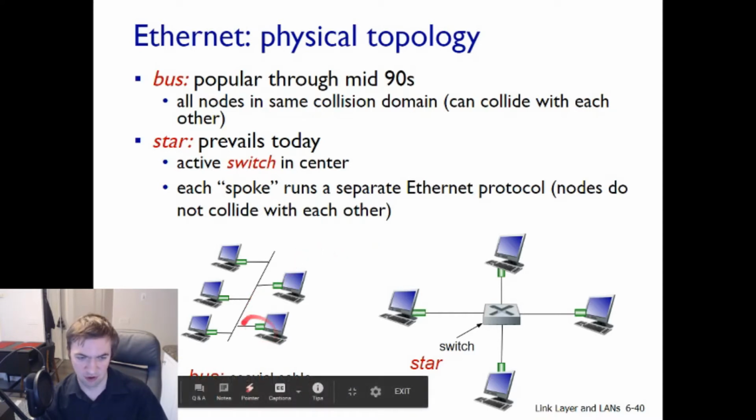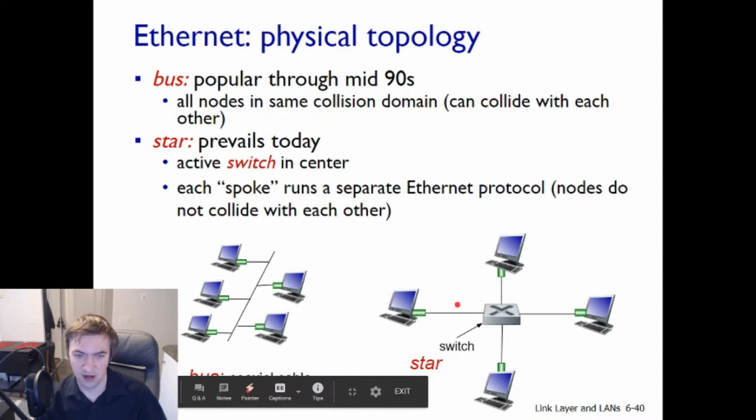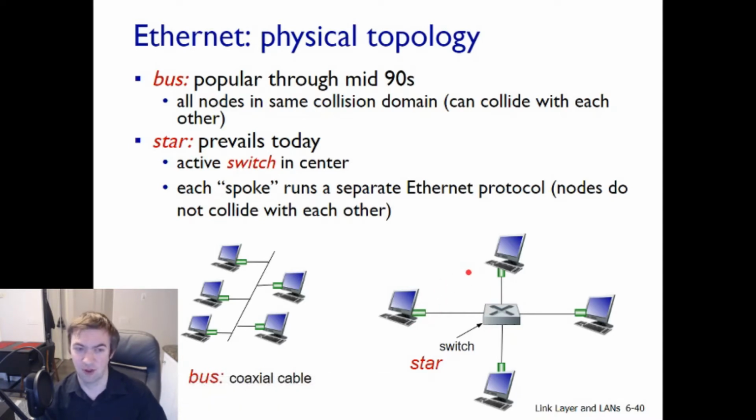So here you have each of your little devices has a coaxial cable that runs along all of them, and each device connects to that little cord, basically meaning that now all your nodes are in the same collision domain. They can collide with each other. Not really great, which is why today we have more likely a star topology when it comes to Ethernet. So you have this active switch in the center, and each spoke runs a separate Ethernet protocol, so you don't have to worry about nodes colliding with each other.